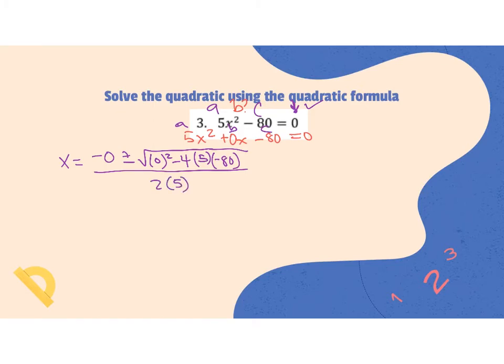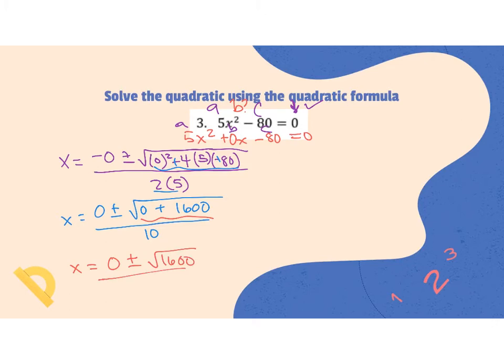All right, so let's see what happens next. So I'm just going to ditch that negative and call it 0, which is fine because that's the same thing. Under here, I have 0 because 0 squared is 0. And then I have negative 4 times 5 times negative 80. Big number, 1,600 there. And negative times a negative is plus. So 0 plus 1,600 all over 10. 2 times 5 is 10. Now what happens next? Add these together and it's still just 1,600. So I have 0 plus or minus the square root of 1,600 all divided by 10.